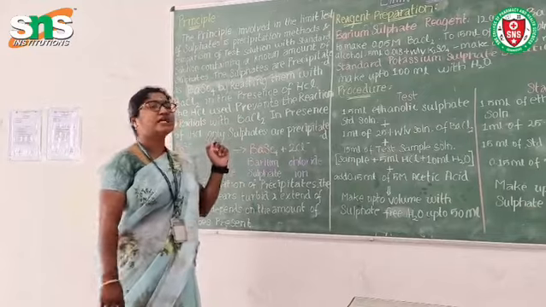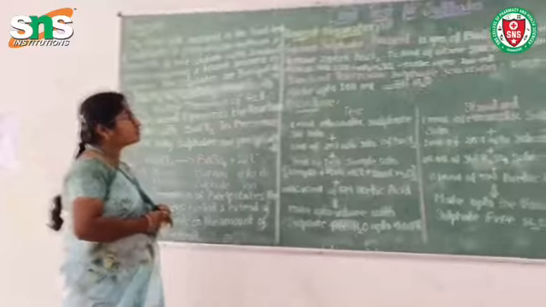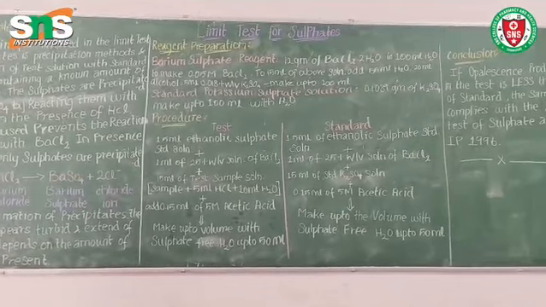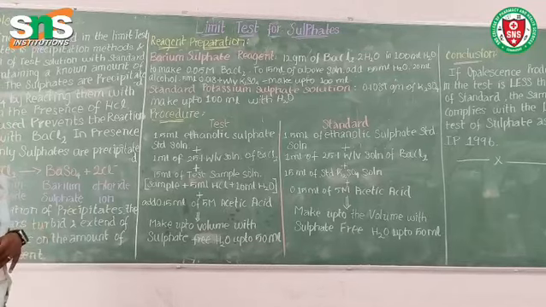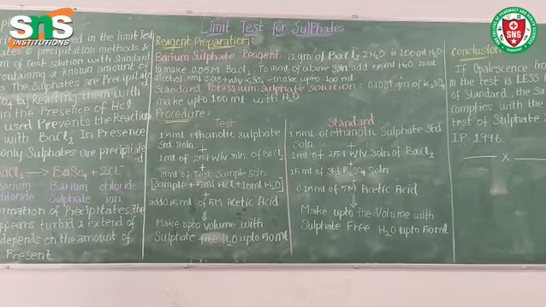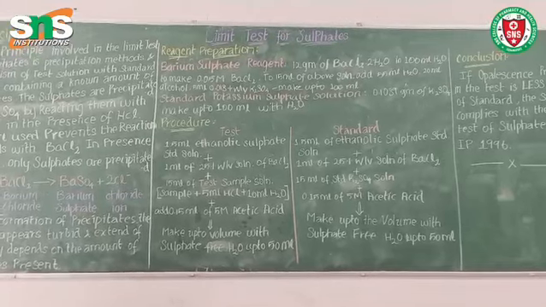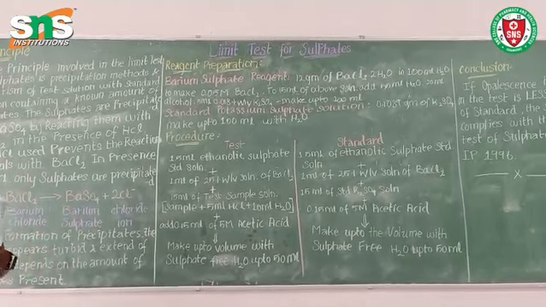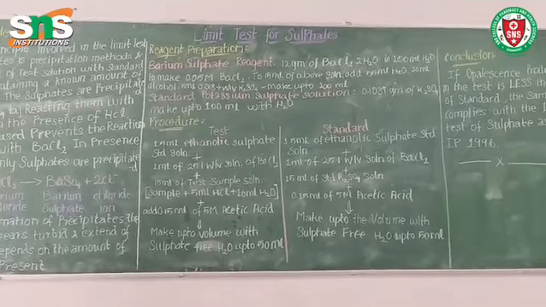So this is the principle behind the limit test for sulphate. Next, coming to the reagent preparation. What are the reagents required in the limit test for sulphate? The first one is the barium chloride reagent. Here we should take 12 grams of barium chloride in 1000 ml of water to make 0.05 M barium chloride. To this solution we should add 15 ml of the solution, 20 ml of alcohol and 5 ml of potassium sulphate solution. It should be made up to 100 ml.